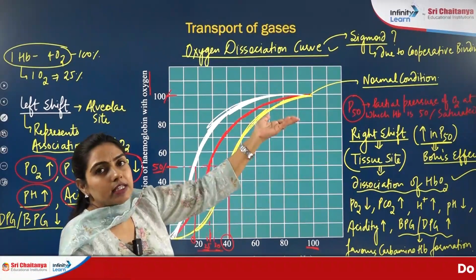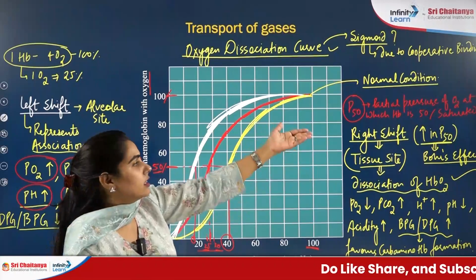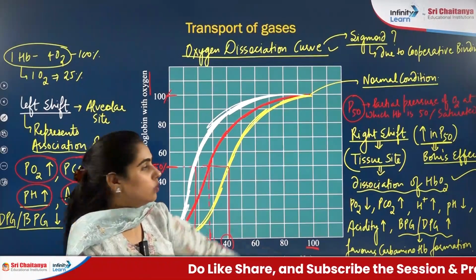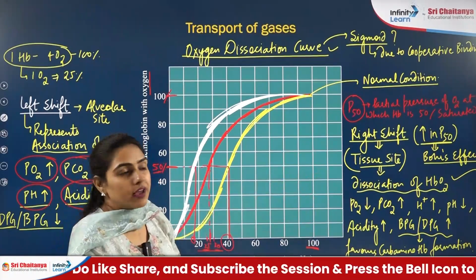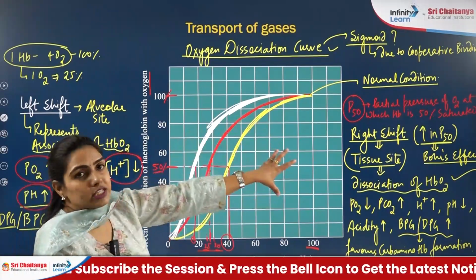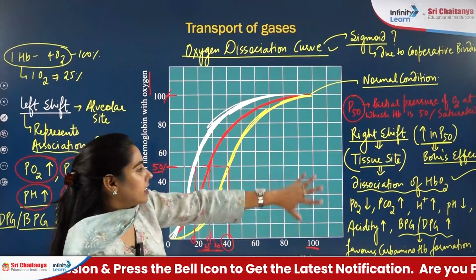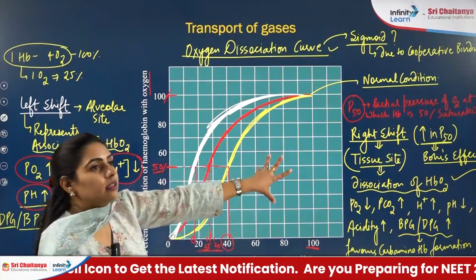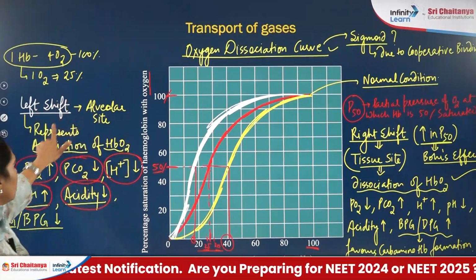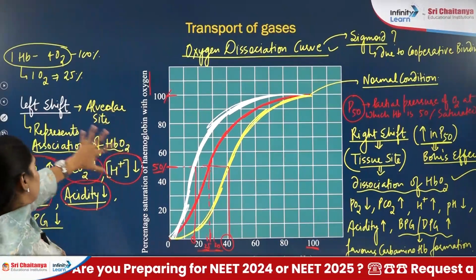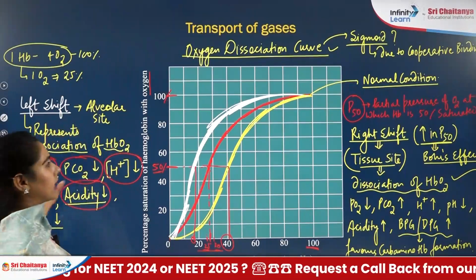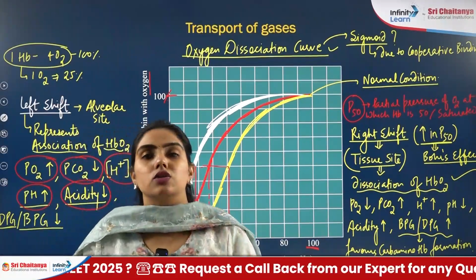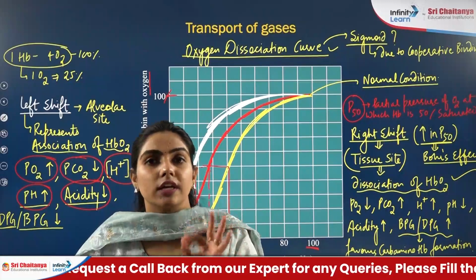Due to the increased carbon dioxide partial pressure, there will be an increase in the P50 value, and it is known as Bohr's effect, right? Right shift will be seen at the tissue site and the factors responsible are these, whereas left shift will be seen at the alveolar site and these will be the factors. I hope you have understood the oxygen dissociation curve.